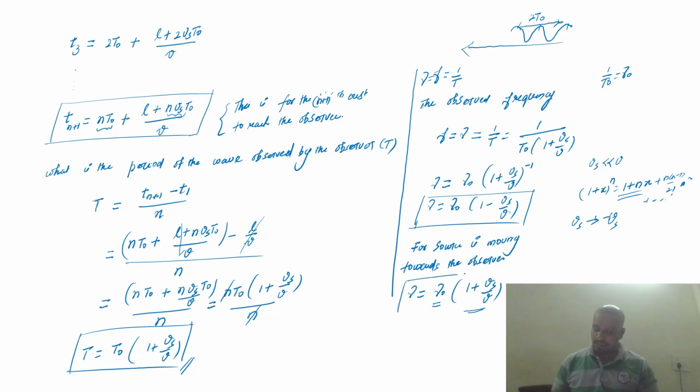So this is the case 1 when the source is in motion either away from the observer or towards the observer, but the observer is at rest. These are the two frequency regions. We can measure the observed frequency according to the Doppler effect.